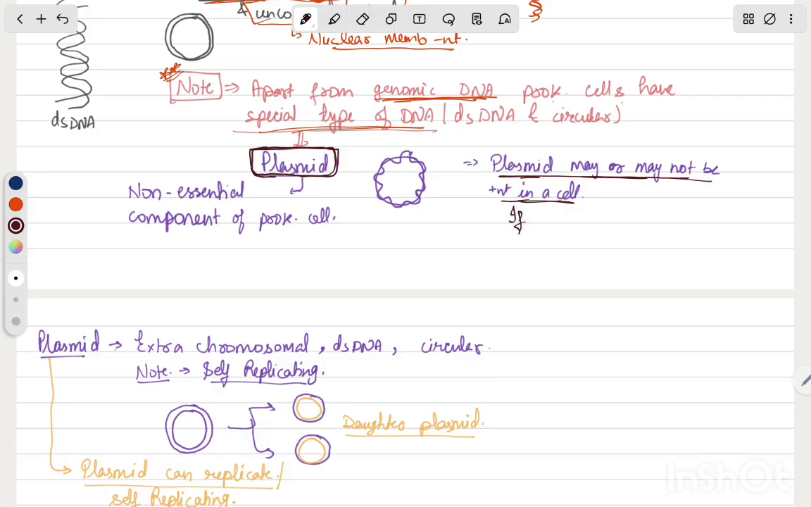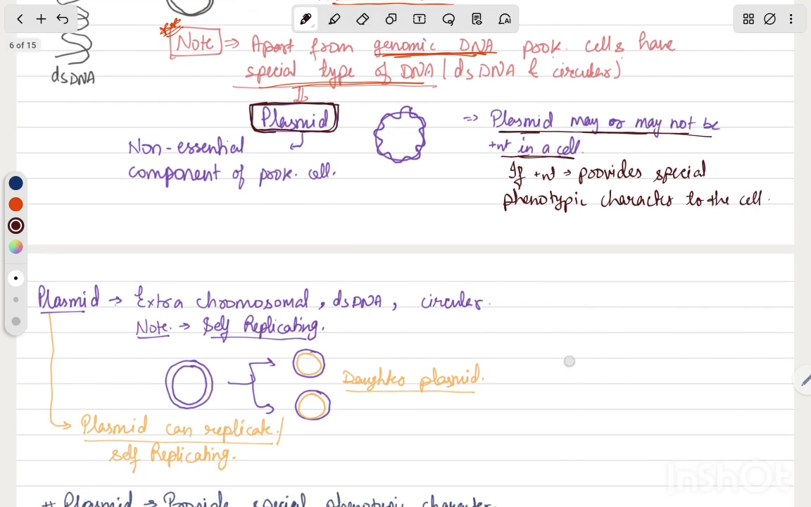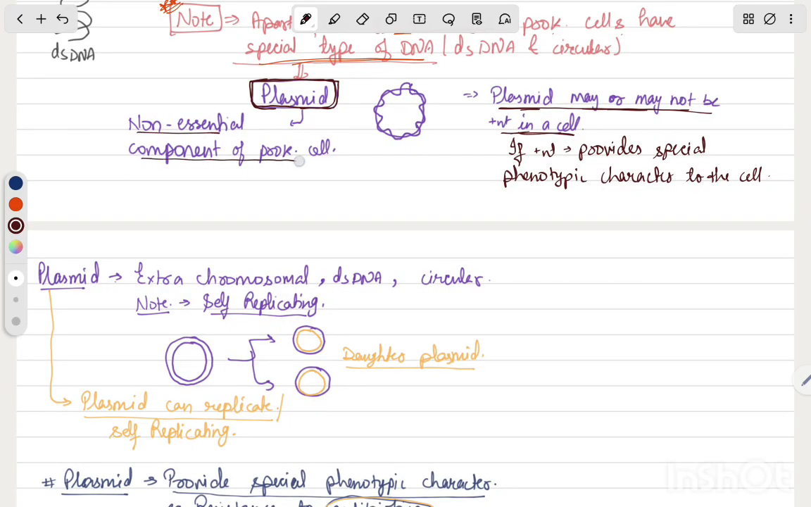If it is present, it provides special phenotypic character to the cell, right? And it is a non-essential component of the prokaryotic cell. Why is it a non-essential component? Suppose we have removed a plasmid from the prokaryotic cell, still the cell can survive. That is why it is a non-essential component of the cell. That means it may or may not be present.